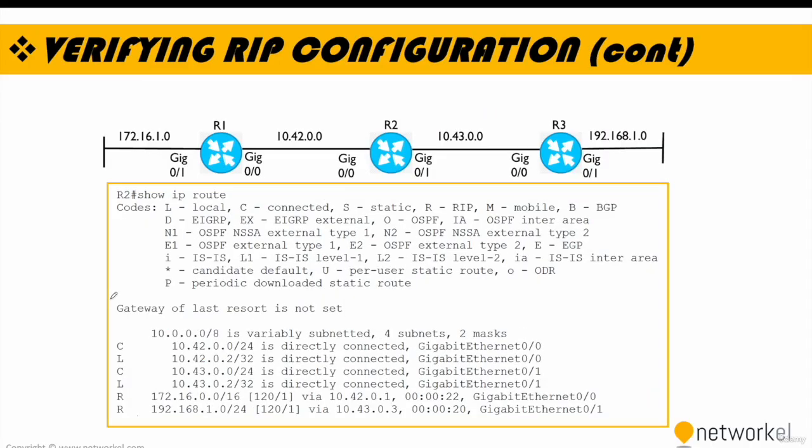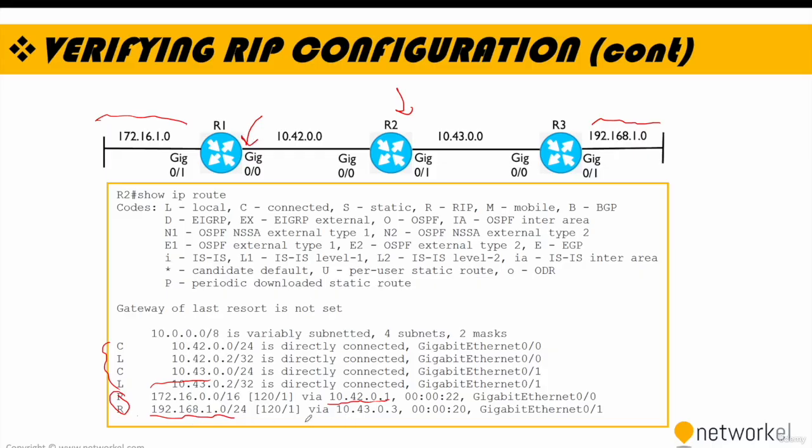If I run the same command for router 2, I will see something very similar. The directly connected and local routes will appear here. And this router 2 has learned 2 different routes from the RIP protocol: the 172.16.0.0 network, which is this network, and also this 1.0 network. You can see this is via 10.42.0.1. That is this interface IP address of router 1. That is the next hop.